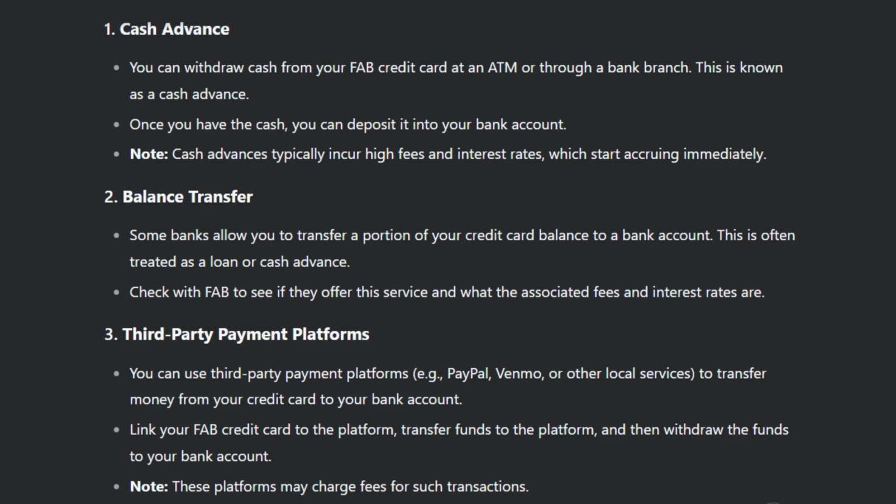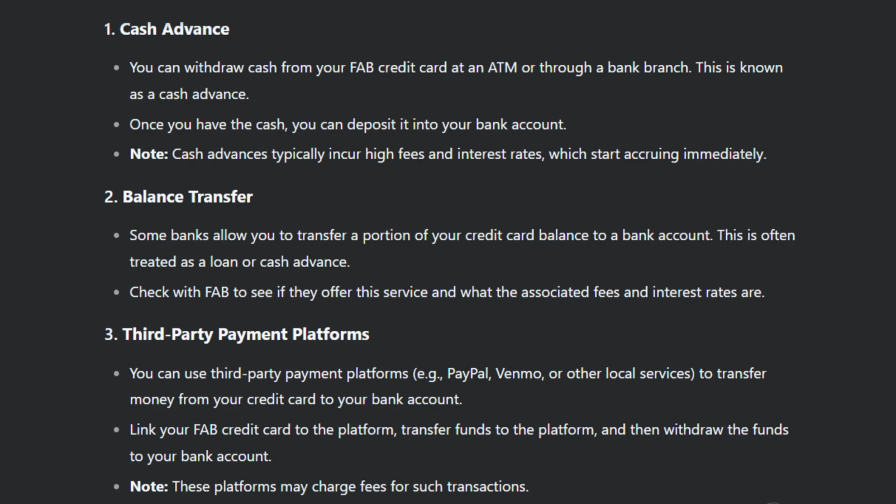Cash advance. You can withdraw cash from your FAB credit card at an ATM or through a bank branch. This is known as a cash advance. Once you have the cash, you can deposit it into your bank account. Note: cash advances typically incur high fees and interest rates, which start accruing immediately.